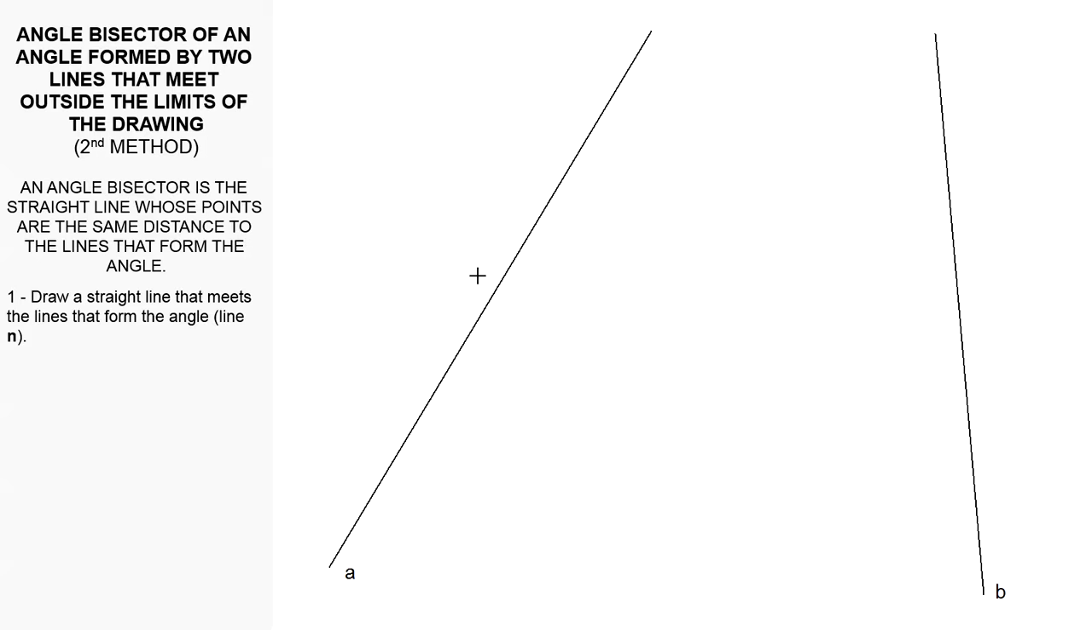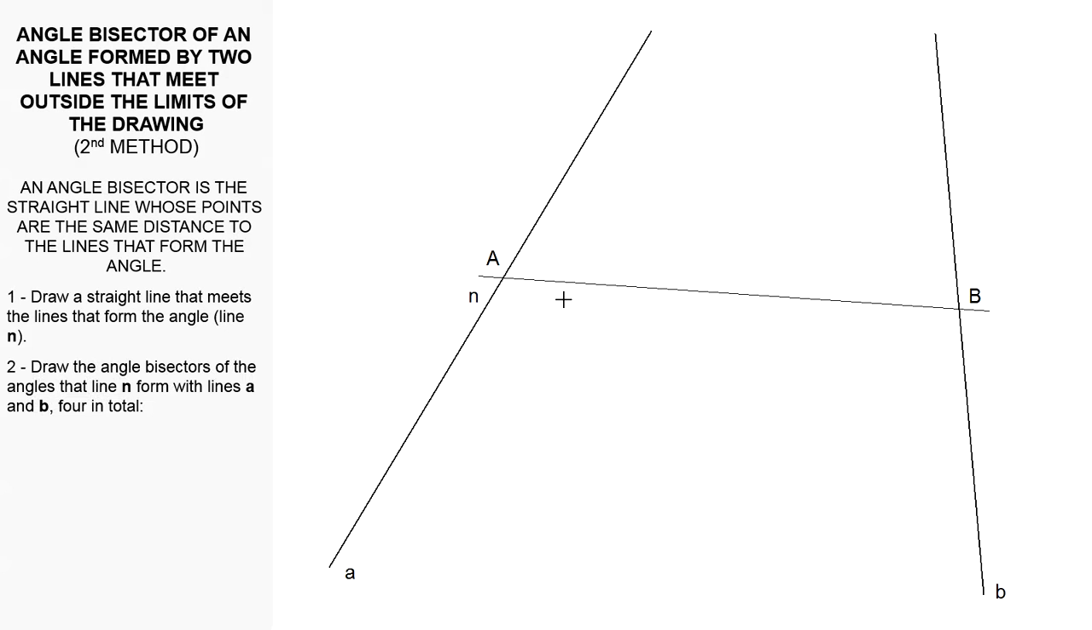First of all, we are drawing any random line that meets both lines A and B, no matter the direction it has. This line meets line A at point A and line B at point B. After that, we are going to draw the angle bisector of these four angles that straight line N forms when meeting lines A and B, that is, this angle here, this angle here, this angle here, and this angle here.